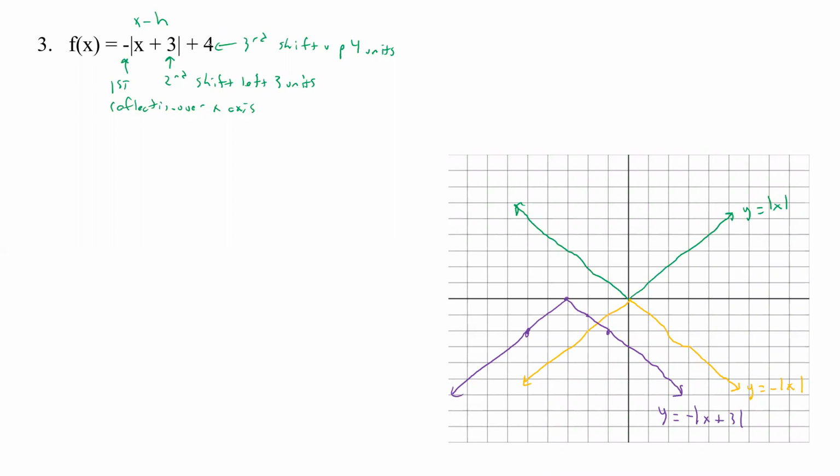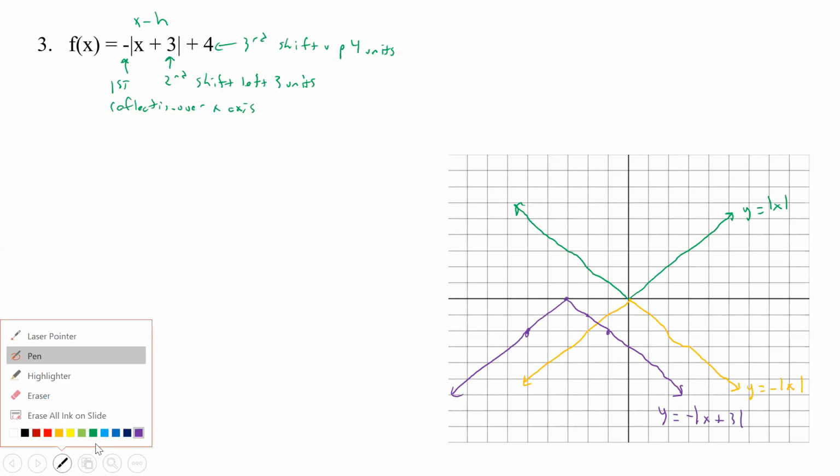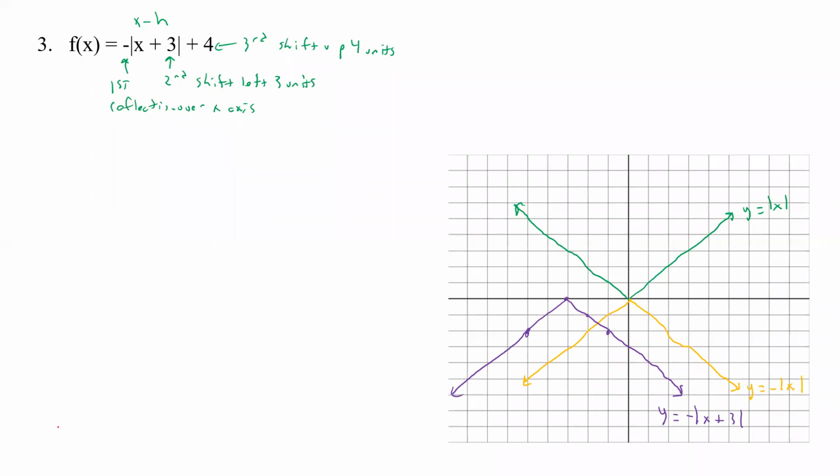Now we have to shift that whole thing up 4 units. Okay. So when we do that, we just have to change our color again and we'll move up 4 units. So let's say we do red now. And so we'll move up 4. So go 1, 2, 3, 4. Maybe we go 1, 2, 3, 4. And 1, 2, 3, 4.